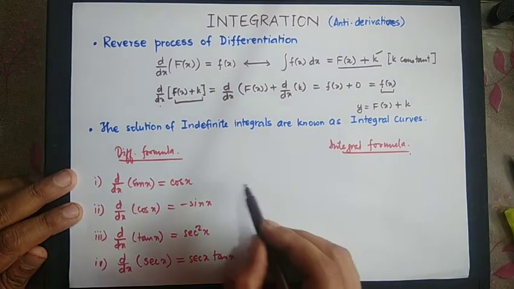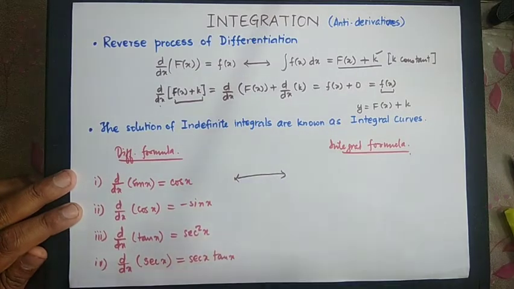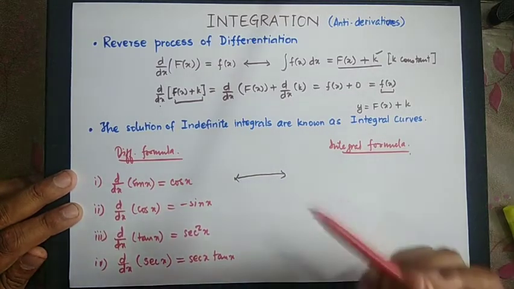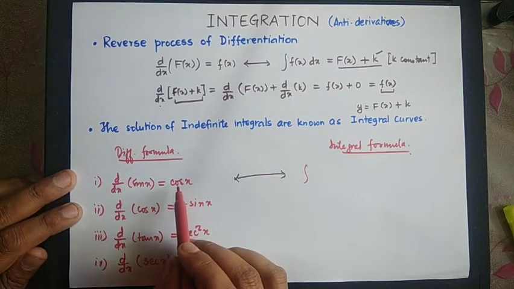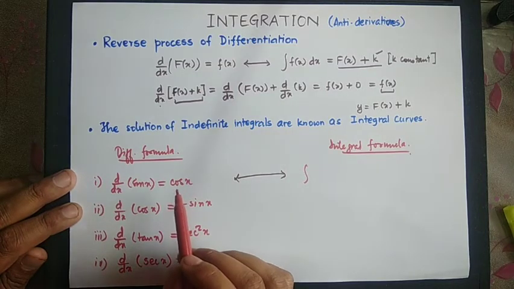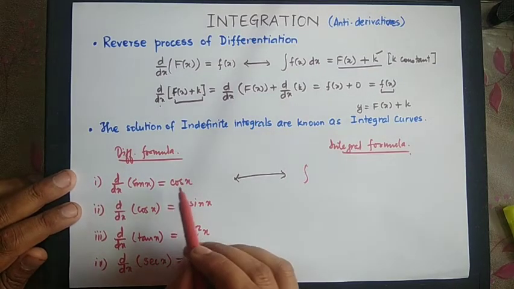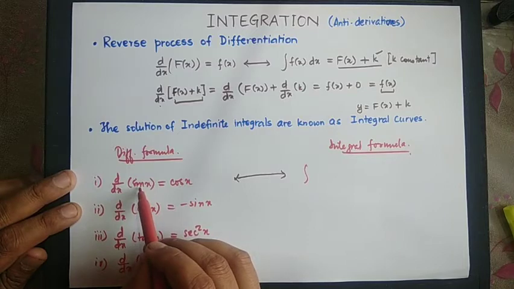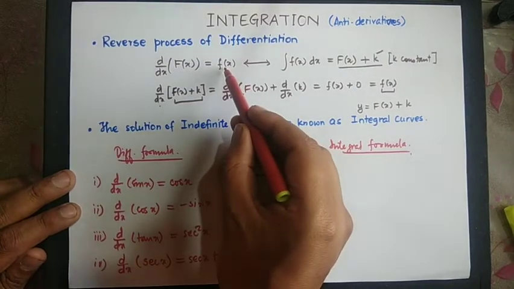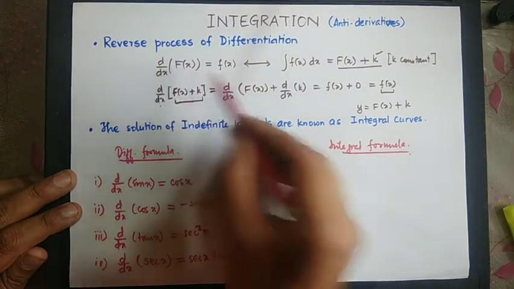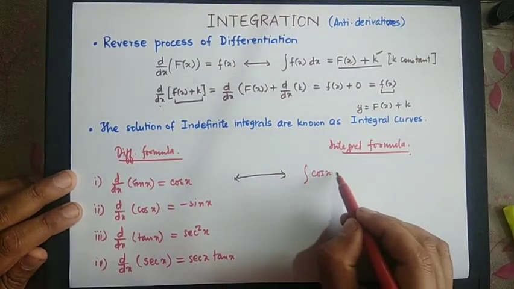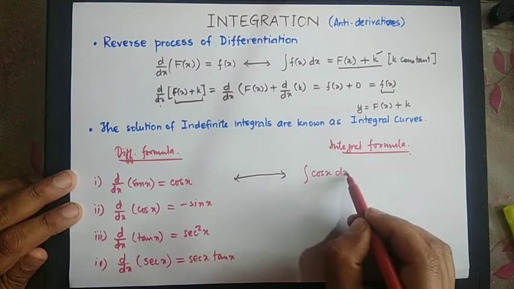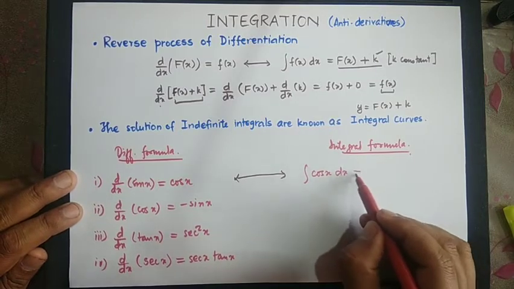Now the corresponding integral formula. As I said, differentiation of sin x is cos x. That means since integration is the opposite or reverse process of differentiation, integration of cos x should give me sin x. As I said, integration of f(x) should give me capital F(x). So integration of cos x with respect to x, so I have to write dx, will be equal to how much?